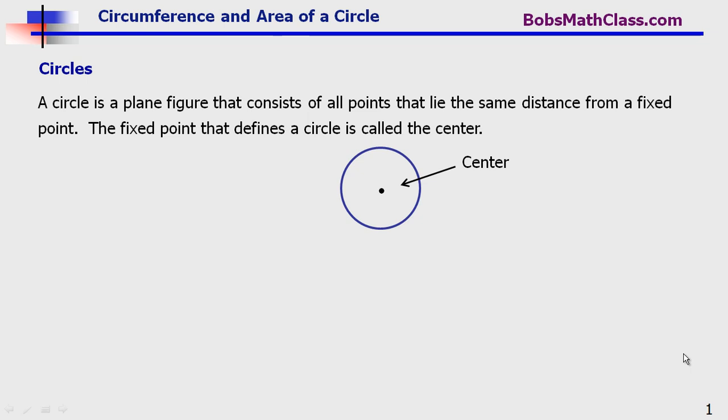Circles. A circle is a plane figure that consists of all points that lie the same distance from a fixed point. The fixed point that defines the circle is called the center. So we're all kind of familiar with circles. Think about a coin, like a quarter. A quarter is in the shape of a circle. Or our vehicles use them, tires, right? And the center is just the middle of that circle.